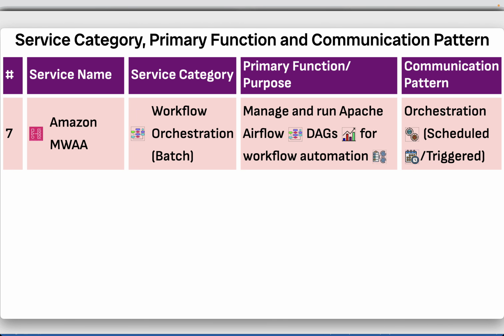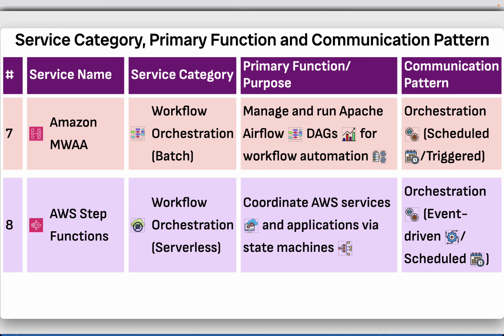Next, we have Amazon Managed Workflows for Apache Airflow. This is a managed service for orchestrating complex workflows using Apache Airflow. Users define workflows as directed acyclic graphs (DAGs) in Python to schedule, monitor, and manage sequences of tasks, often involving data processing, ETL pipelines, batch jobs, or machine learning pipelines. MWAA manages the Airflow infrastructure that includes schedulers, workers, web server, and database.